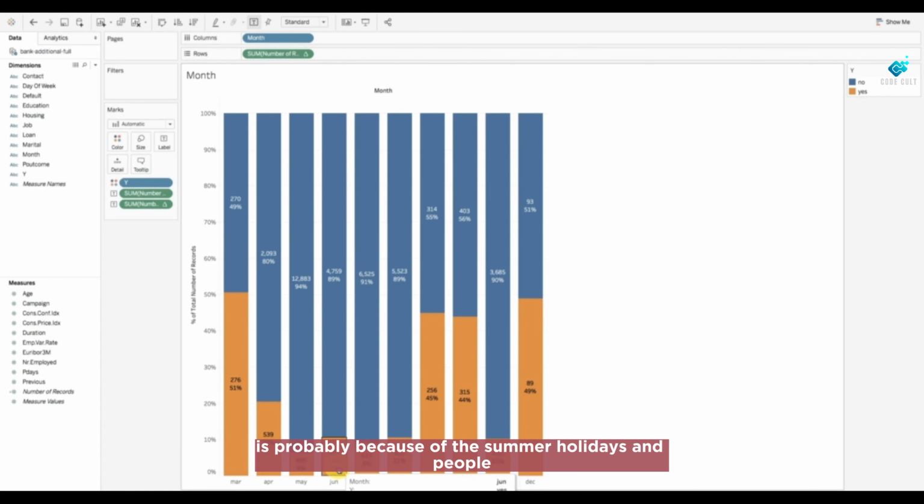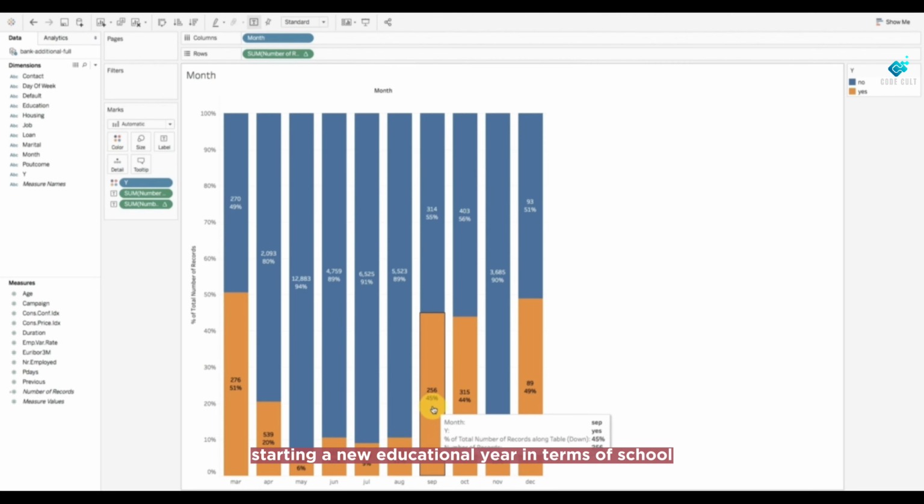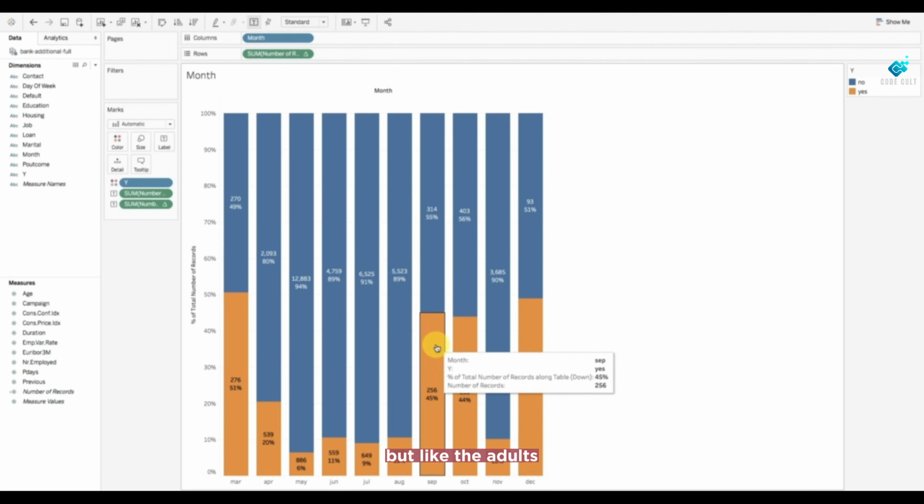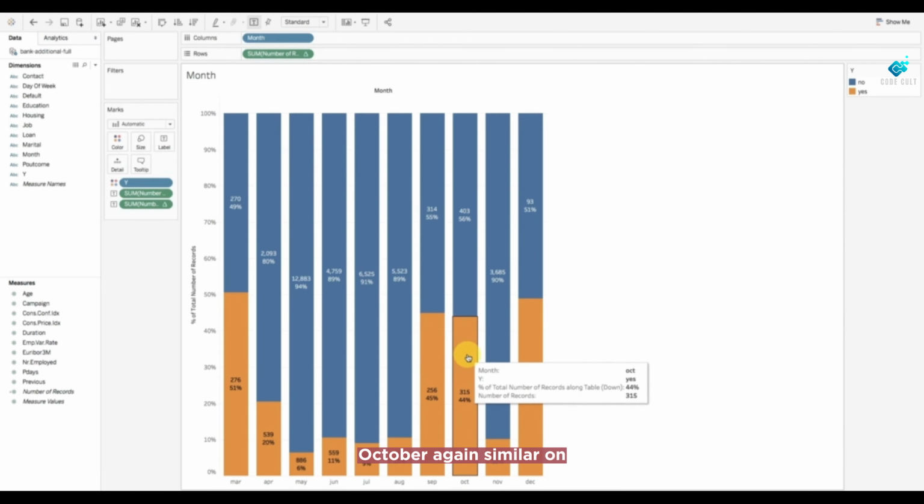June, July, August, I would say is probably because of the summer holidays, and maybe in May, people are saving up to go for a trip in the summer holidays, and that's why it's low. And then in the summer holidays, June, July, August, people are just not at home, or that's not what they're really worrying about. They're spending time with their family, with their kids, or going somewhere. And then it goes back up in September because everybody's back, and they're starting a new educational year, the parents bring their kids back, and maybe they're rethinking their finances. October is similar in that sense.